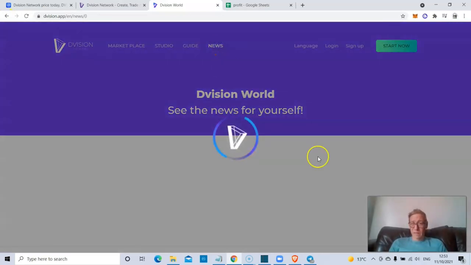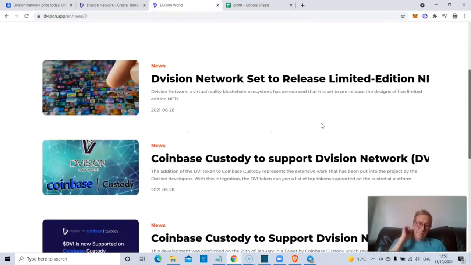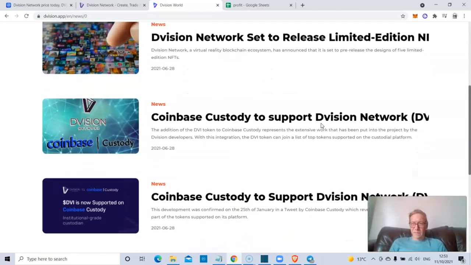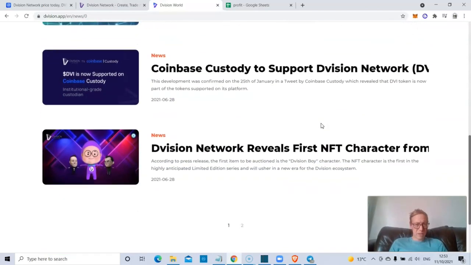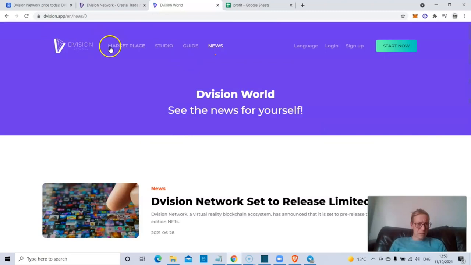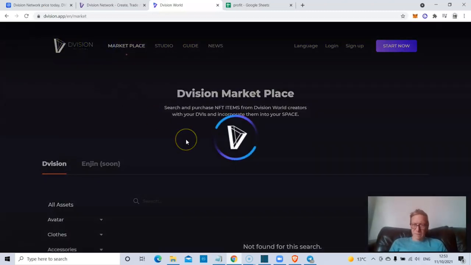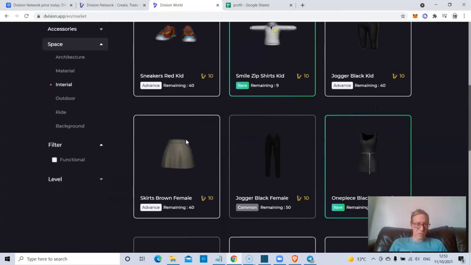In terms of what they've actually done recently, they've been throwing out limited edition NFTs within Division Network. It's looking pretty cool. Now, I still think there's a lot of work to do in terms of getting greater adoption for this, but there is real potential.